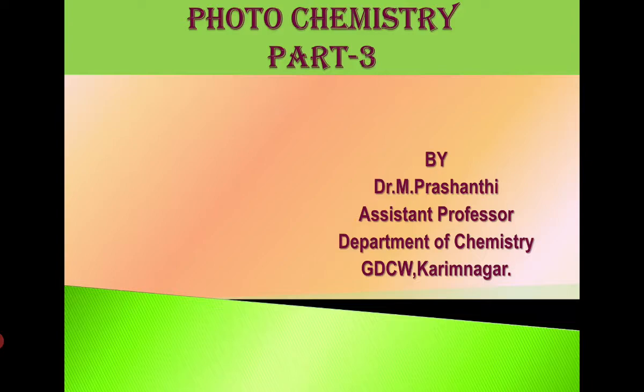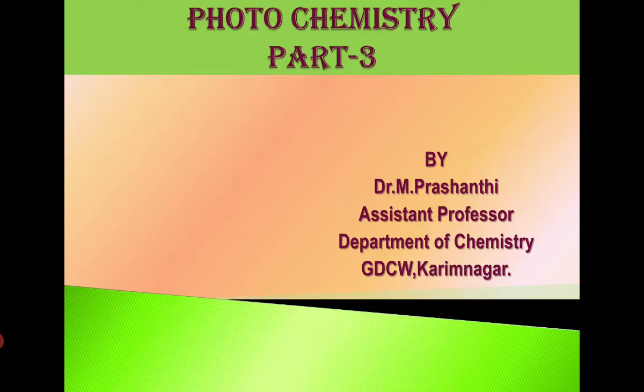Today I am going to discuss photochemistry part 3. In part 1 and part 2, we have seen the introduction, what photochemical reactions are, the differences between thermal chemistry and photochemistry, and the basic laws which govern photochemical reactions, the two types of laws, Grotthuss-Draper law and Stark-Einstein's law in the first part of photochemistry.